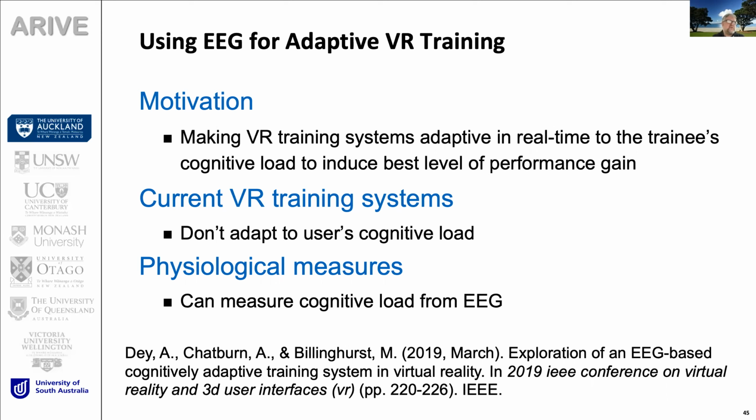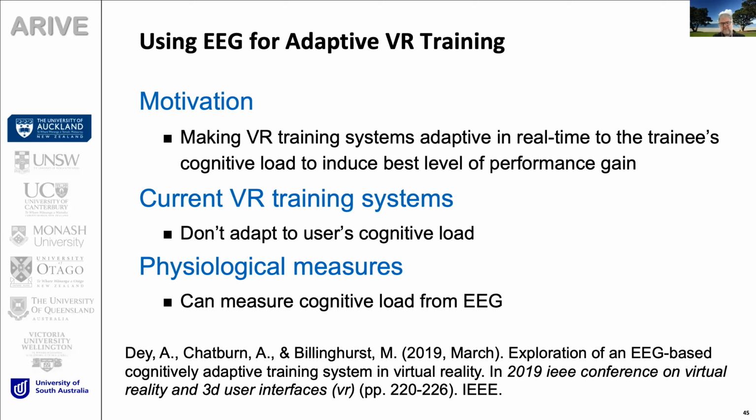In recent years, we've started looking at using more EEG in our experiments. In 2019, we did this experiment on using EEG for adaptive VR training. People have used EEG a lot in VR, but mostly for brain control interfaces where you concentrate and select an object on the screen, or a menu item. But we wanted to see if we can use EEG to monitor cognitive load, and then use that to build adaptive VR training systems.